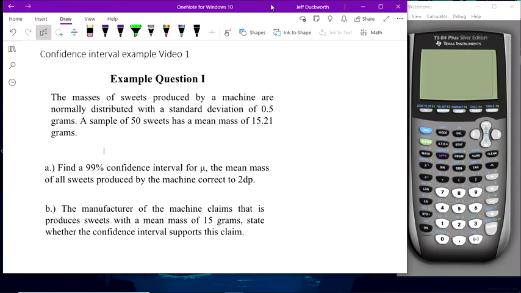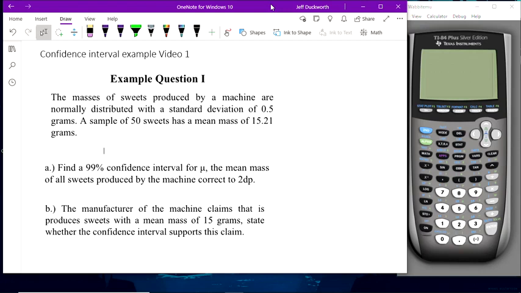All right, I'm going to do an example here with the TI-84 calculator. So this is going to be a confidence interval. And we're just going to use the calculator function and I'll do some interpretation on it afterwards. So we have example question 1.